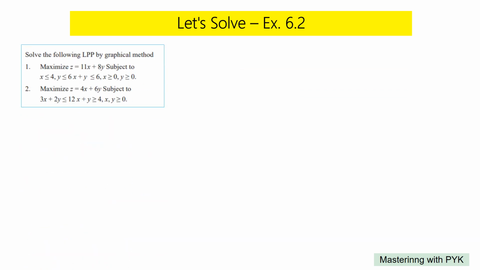So let's start with question number 1. It says solve the following LPP by graphical method. The first question is to maximize the equation subject to the conditions. LPP stands for linear programming problem.